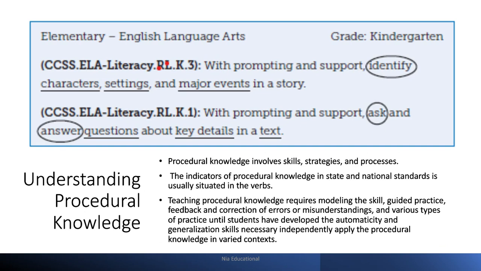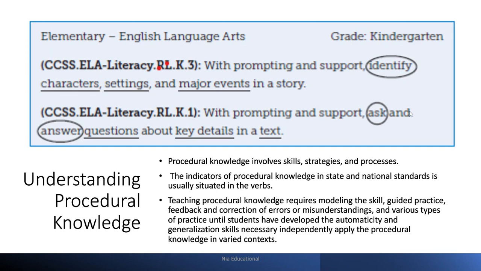Now, procedural knowledge is going to involve the skills and strategies and processes of the standards. The indicators of procedural knowledge in your state or national standard are usually situated in the verbs. So looking at those same standards that we just looked at, your procedural knowledge, in this case, is circled. It is going to be things like, in this standard, identifying characters, identifying settings, asking and answering questions. These are going to be the actions or the verbs.